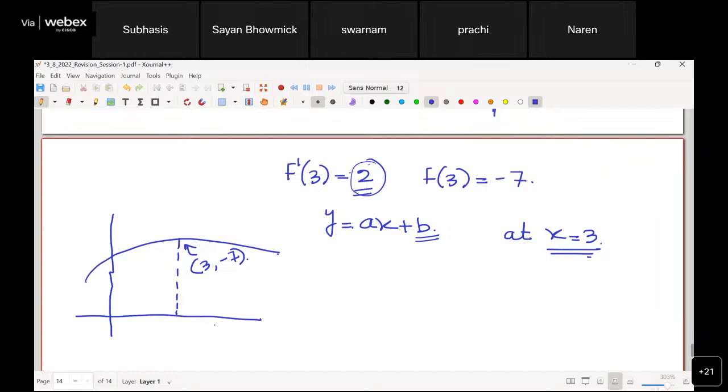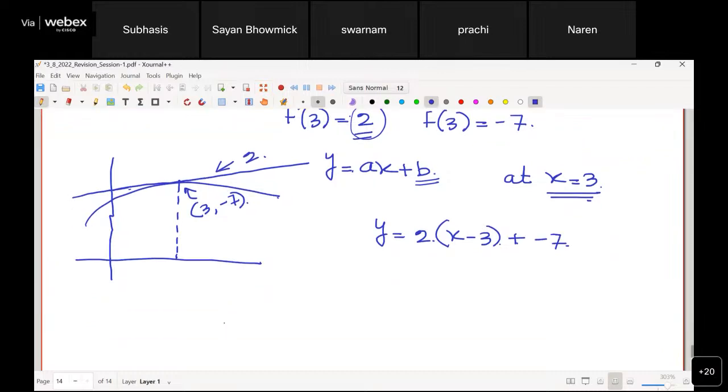So here we are trying to compute the tangent, and we know the slope of this line is 2. So the equation of the line is basically 2 into x minus 3, minus 7. This is basically f of a, right? So then you will have 2x minus 6, minus 7. So then you will get 2x minus 13, right? 7 plus 6.